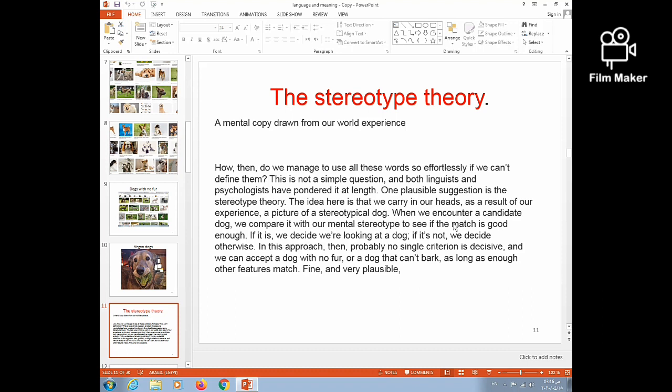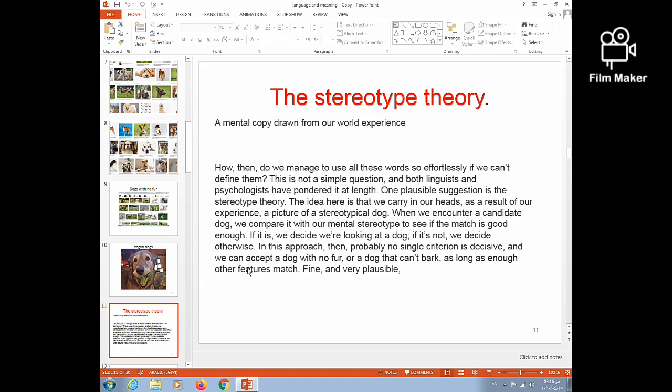When we encounter a kind of dog, we see a dog, okay, we compare it with our mental stereotype to see if the match is good enough. If it is good, we decide we are looking at the dog. If it isn't, we decide otherwise. So what we have is a mental copy for everything we see in life.